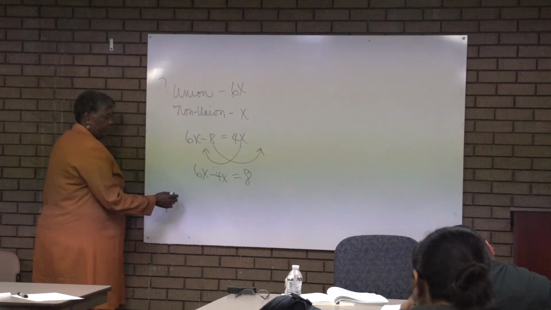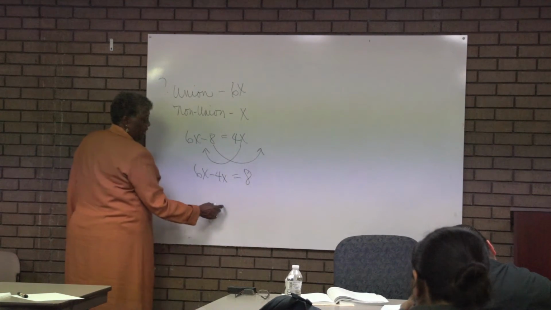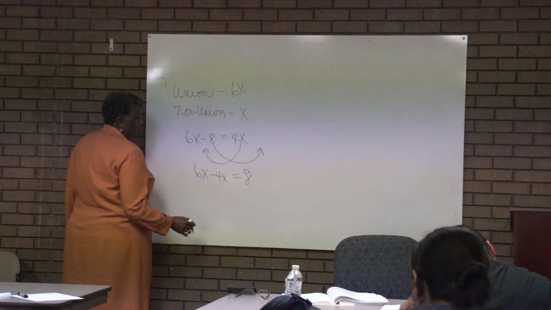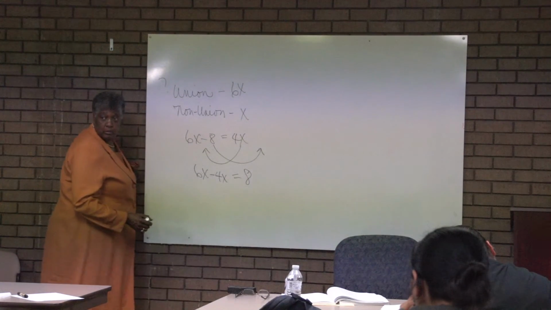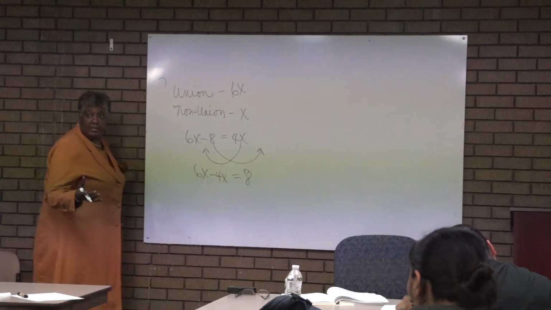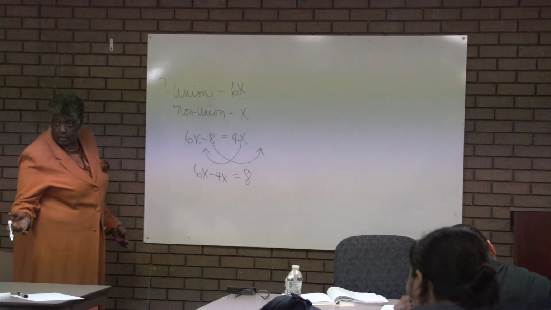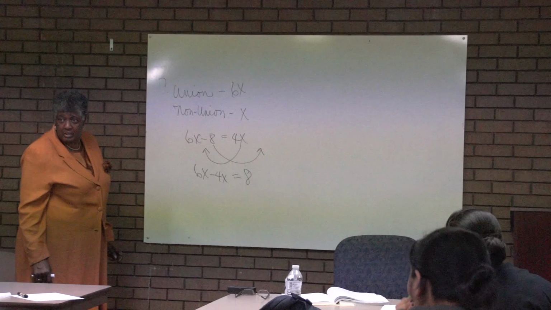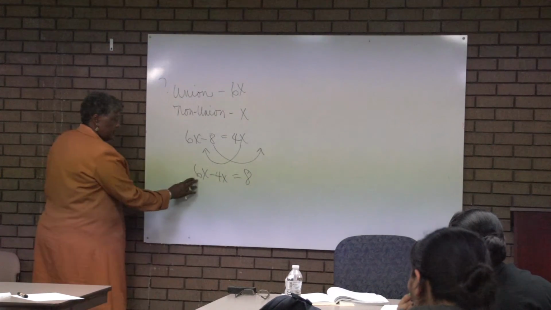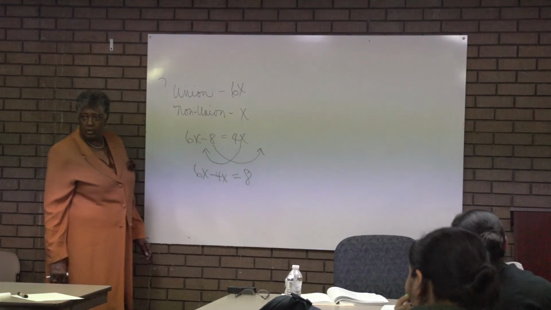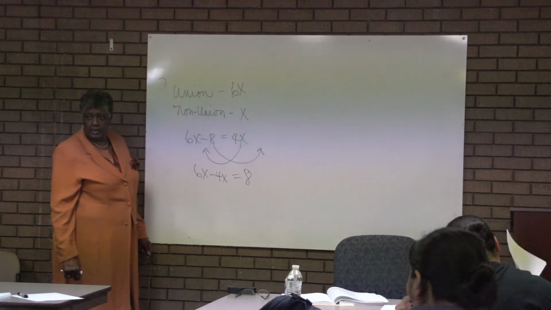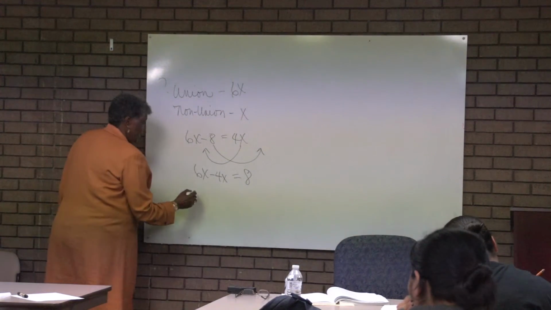So now we have 6x take away 4x would leave us what? 2 what? X. Well, if you had 6 M&Ms and I took 4 M&Ms, what would you have left? 2 what? M&Ms. Whatever you had, that's what you're going to still have, right? The sign doesn't change.